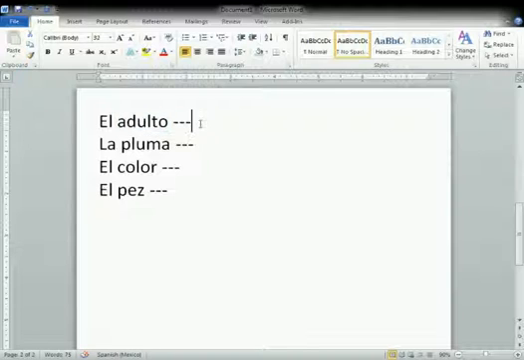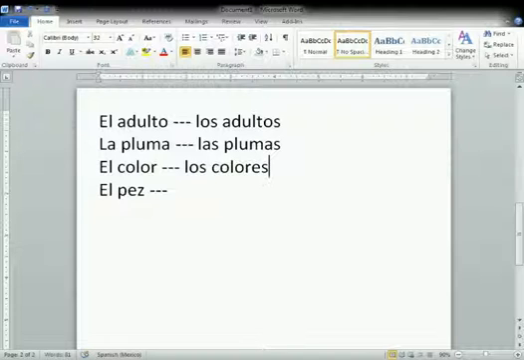All right, so el adulto, you should have ended up with los adultos. El became los, adulto ends in a vowel, so we added s. La pluma, la becomes las, pluma ends in a vowel, so we added s again, las plumas. El color, el becomes los, color ends in a consonant, we added es, los colores. El pez, el becomes los, pez ends in a consonant, but that consonant is z, the z becomes ces, los peces.